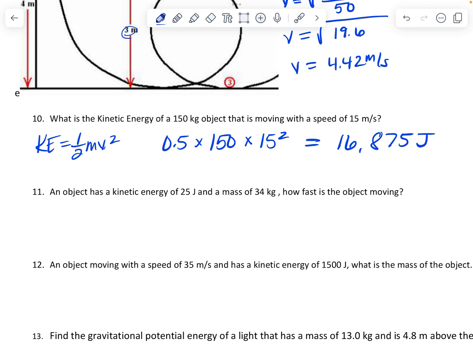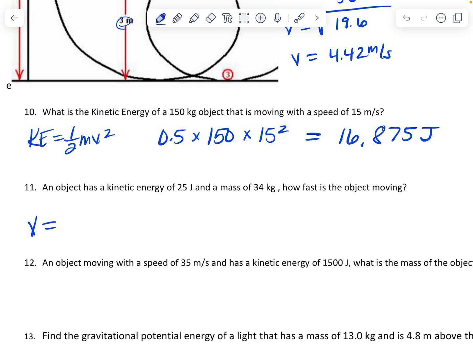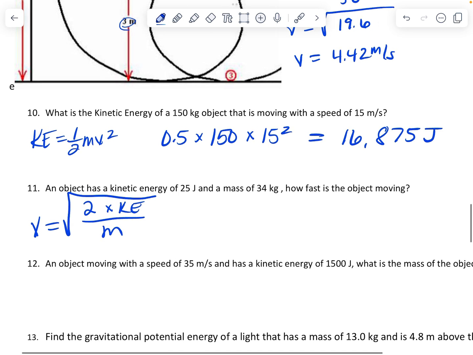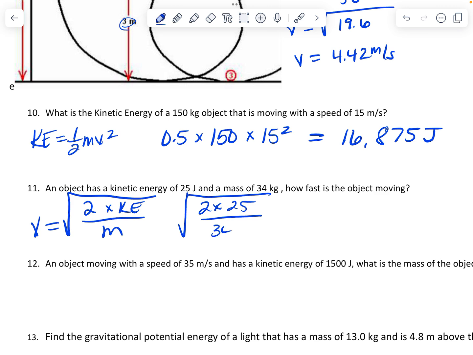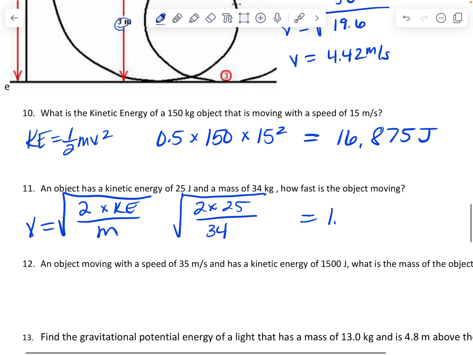This one, object has kinetic energy of 25 joules and a mass of 34. How fast? This is another velocity one. 2 times our kinetic energy divided by our mass. So if we put that in, 2 times 25 divided by 34 should give you, take the square root of it, meters per second.